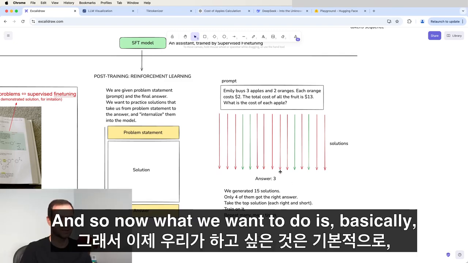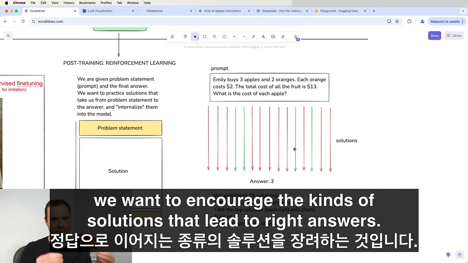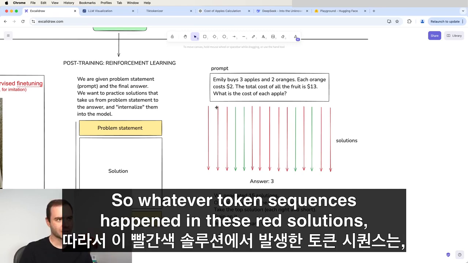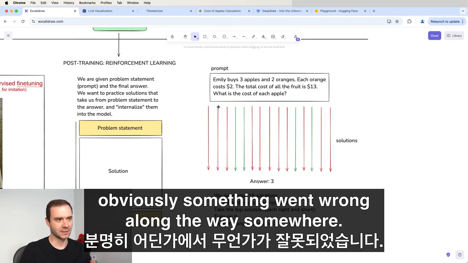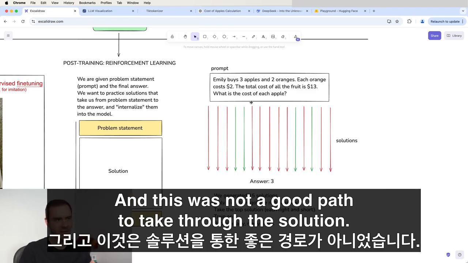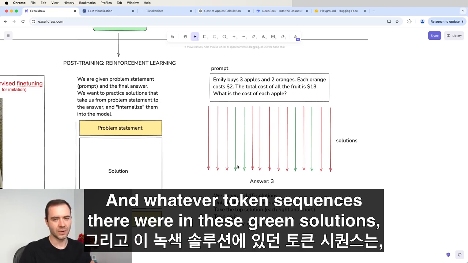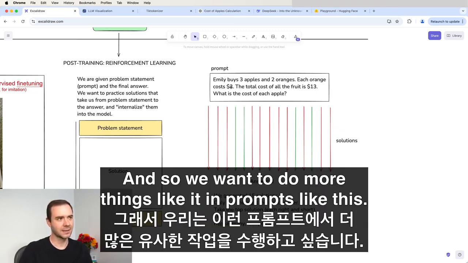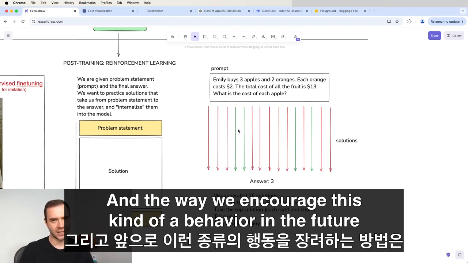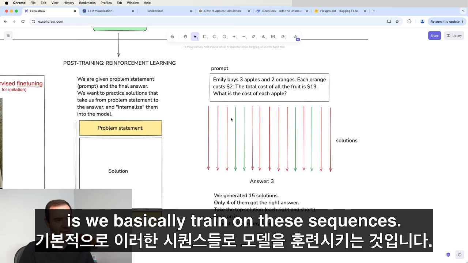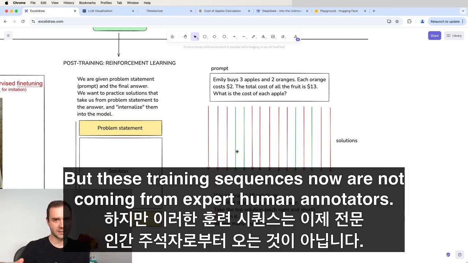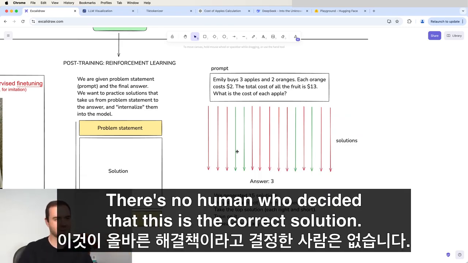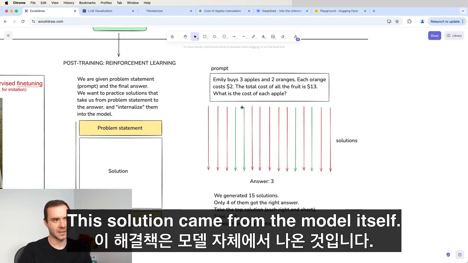Now what we want to do is encourage the kinds of solutions that lead to right answers. Whatever token sequences happened in these red solutions, obviously something went wrong along the way somewhere, and this was not a good path to take through the solution. Whatever token sequences there were in these green solutions, things went pretty well, and so we want to do more things like it in prompts like this. The way we encourage this behavior in the future is we train on these sequences. But these training sequences are not coming from expert human annotators. There's no human who decided that this is the correct solution. This solution came from the model itself.